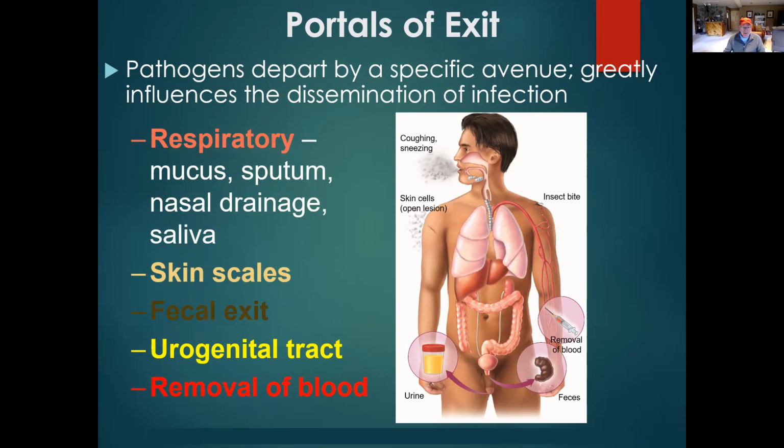Some microbes leave by the urogenital route, sexually transmitted diseases. How are they transmitted? They're transmitted as a result of picking it up from somebody you're having sex with, right? Removal of blood.